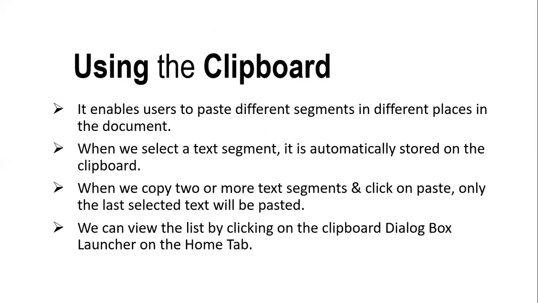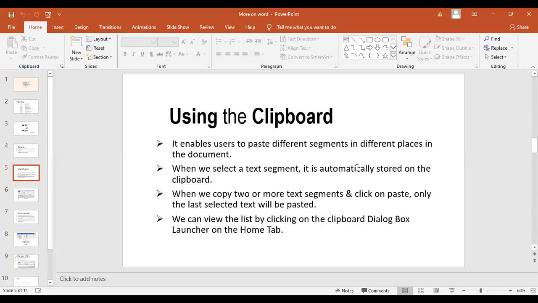Using Clipboard enables users to paste different segments in different places in the document. When we select a text segment, it's automatically stored on the clipboard. When we copy two or more text segments and click on paste, only the last selected text will be pasted. We can view the list by clicking on the clipboard dialog box launcher on the home tab. I'll be just showing you how it looks. Dialog box launcher on the home tab in MS Word.